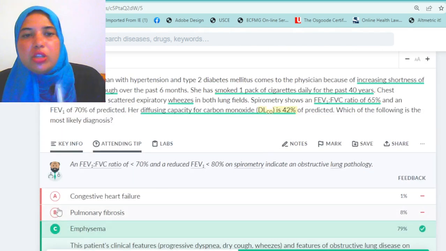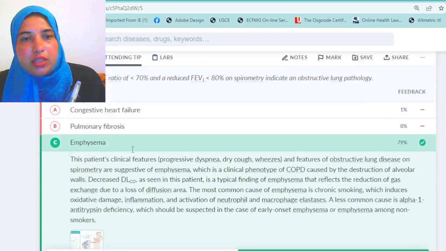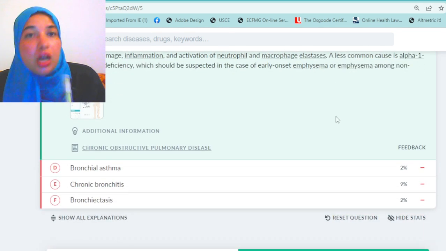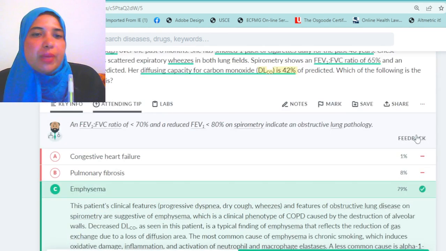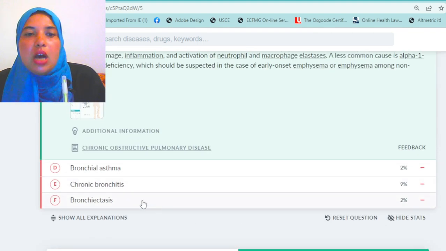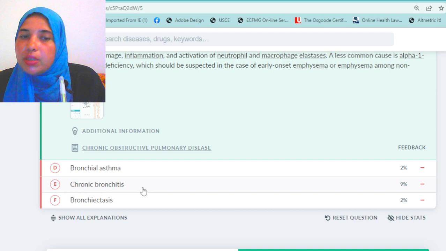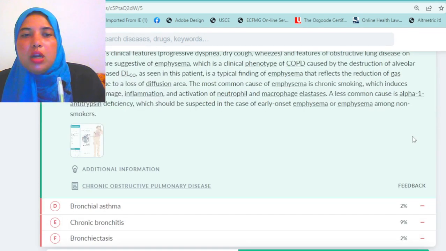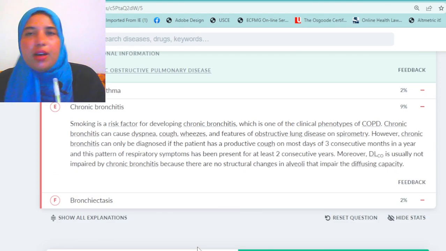So which of the following is most likely diagnosis? We got that, okay? So here again, if you wanted help, you could have selected your attending tip. It will tell you that the ratio is low, so we're looking at a COPD. So figure it out. If you were stuck and you didn't know, you can also do this by process of elimination. It's definitely not heart failure or pulmonary fibrosis. It could be bronchial asthma, but bronchial asthma typically won't show this, and this can be adjusted with that drug test, which I forgot what it was called. It could be the chronic bronchitis. So let's see chronic bronchitis and see if I'm correct with my assumption.